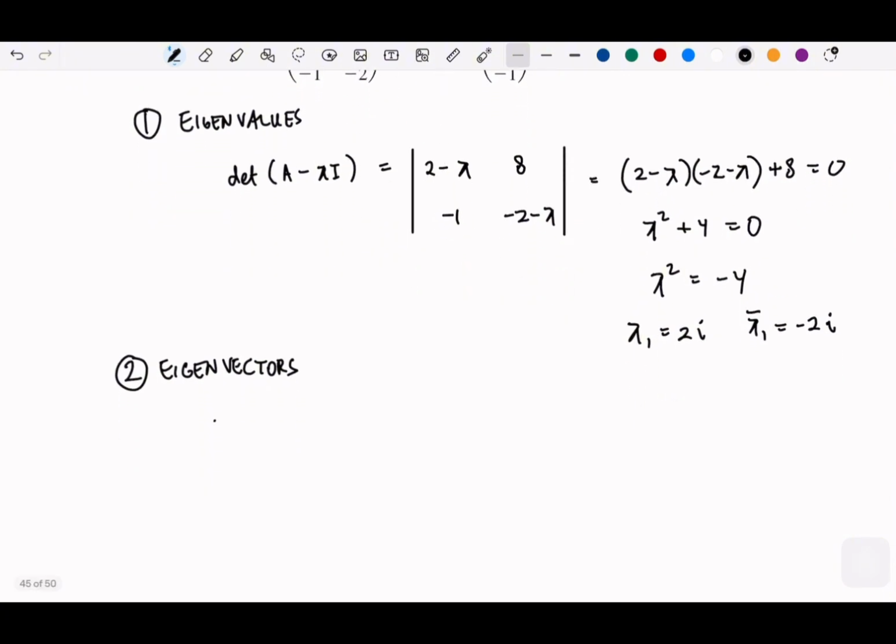So first is 2 minus 2i. I think we can just write the system equation directly. No need for row operations, right? For 2 by 2, plus 8k2 is 0, negative k1, and then plus -2, -2i k2.